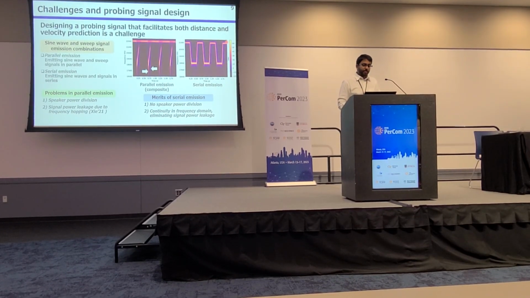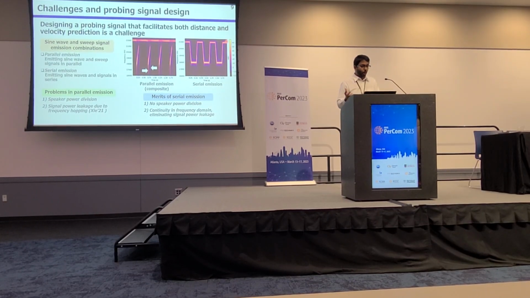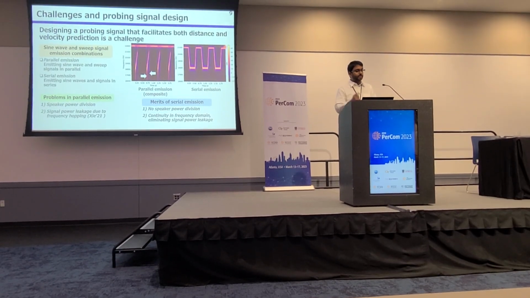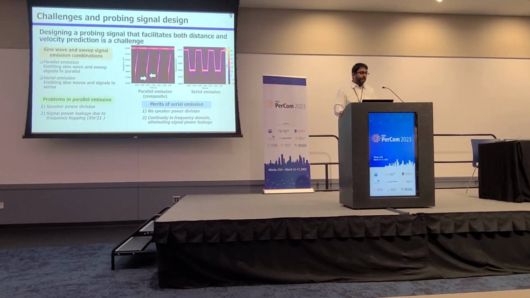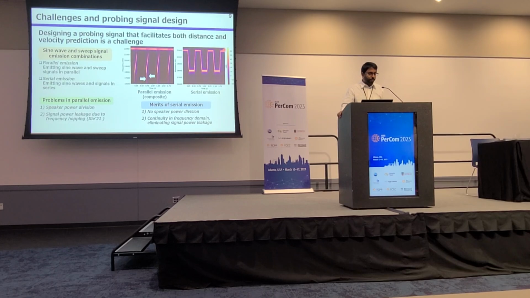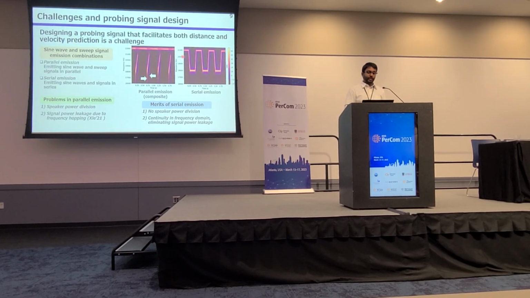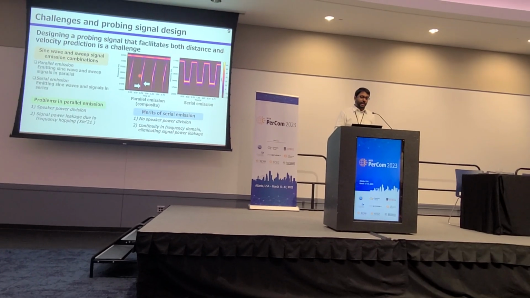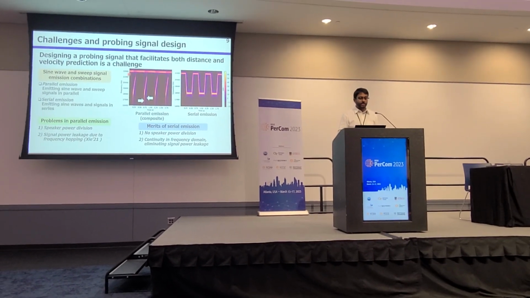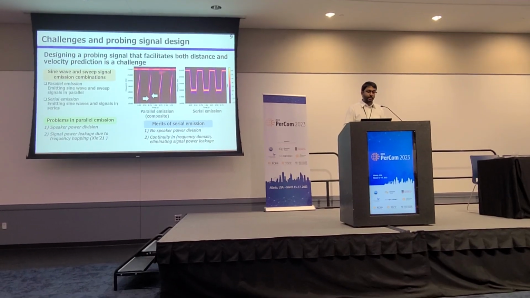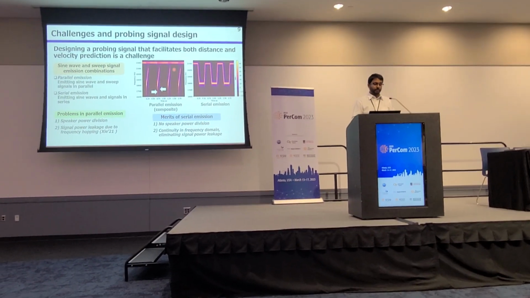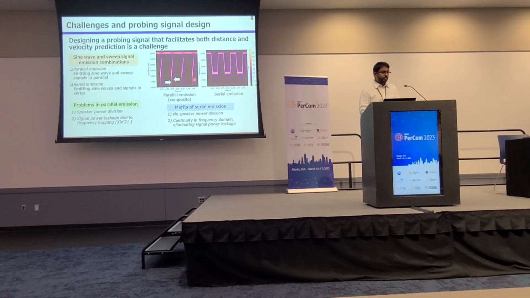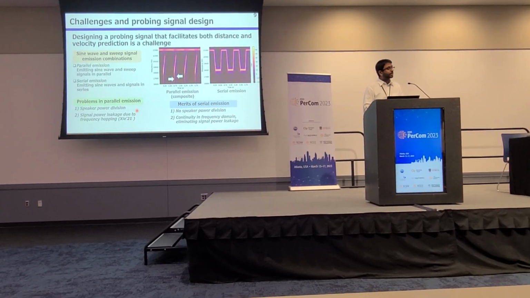As you can understand from the above examples, we need both sweep signals and sine waves to facilitate distance and relative velocity prediction. So designing a probing signal was a challenge. At first we came up with this probing signal. You can see the FFT spectrum here, and it contains a continuous sine wave, and we emit sweep signals periodically as shown here. However, this method gave us two major problems.